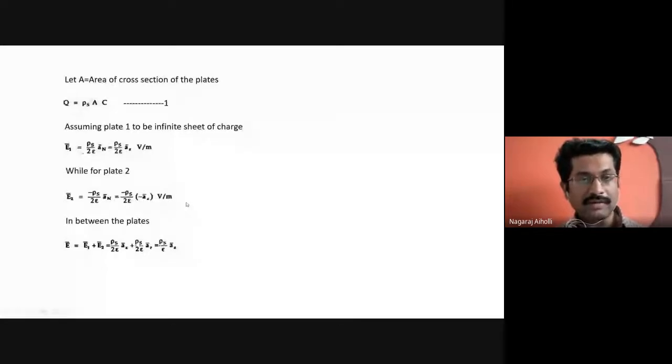E1 bar is rho s by 2 epsilon a_z bar volt per meter. E2 bar is minus rho s by 2 epsilon times minus a_z bar volt per meter. Finally, when we multiply minus into minus, it will be plus only. Therefore, E2 bar also will be the same as E1 bar, that is rho s a_z bar by 2 epsilon volt per meter.